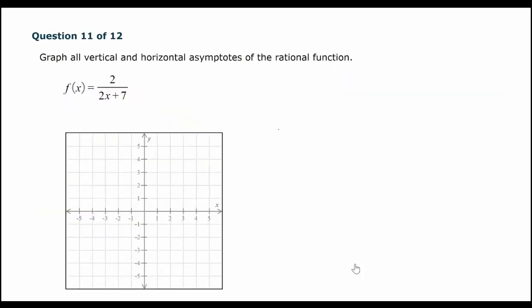Question number 11. Graph all the vertical and horizontal asymptotes of the rational function. Vertical asymptote we get by solving the denominator for 0. So the denominator is given as 2x plus 7. We'll solve that one for 0. That equation will give us the vertical asymptote.